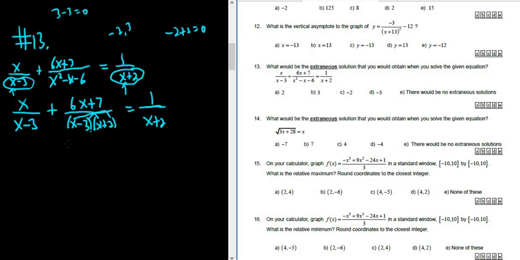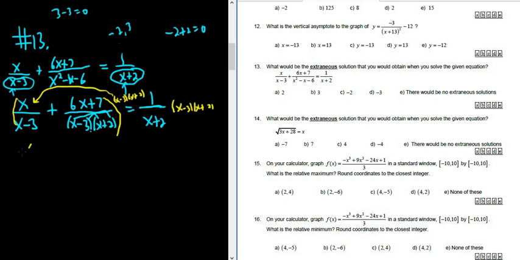Looks okay. The next step is to clear the fractions. So we're going to multiply everything by x minus 3 and x plus 2. So multiply both sides by x minus 3, x plus 2. I have to somehow fit it over here, so I'm going to put it right here. X minus 3, x plus 2. Okay, so now we're going to distribute.